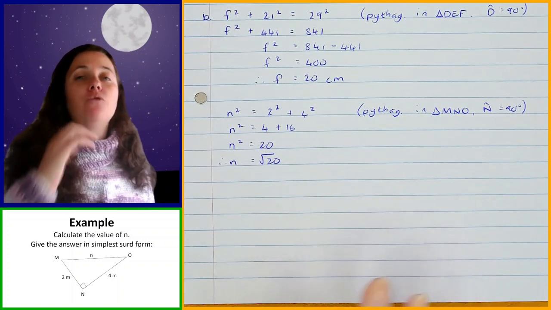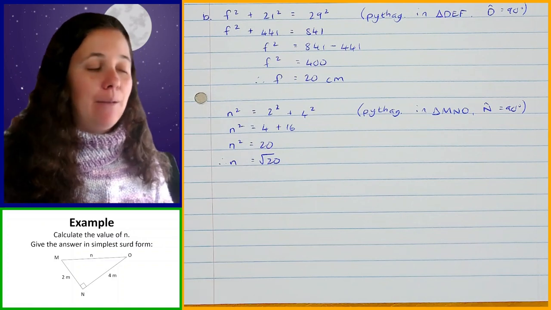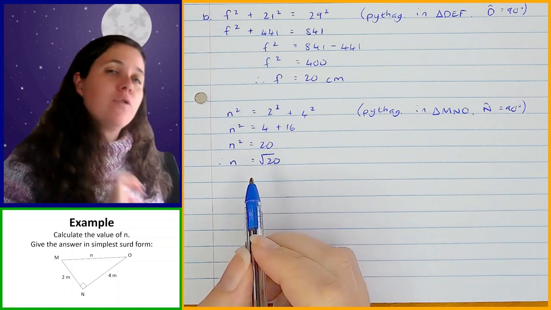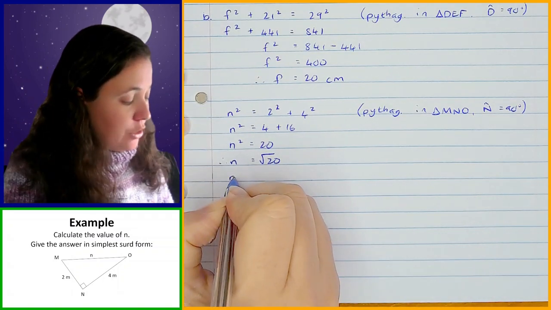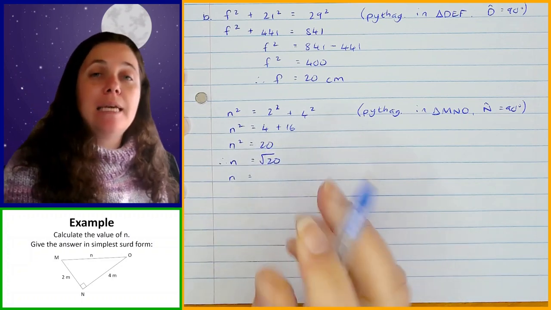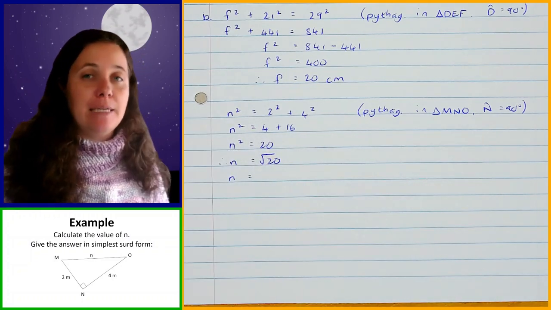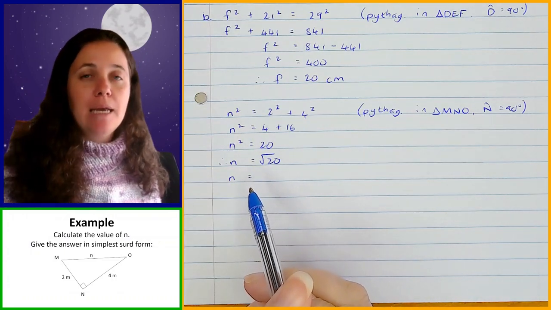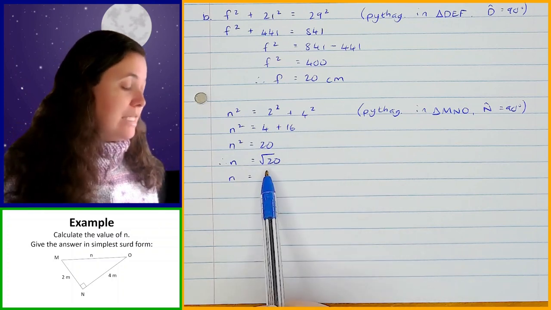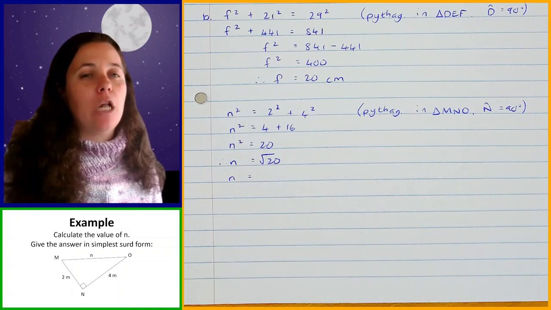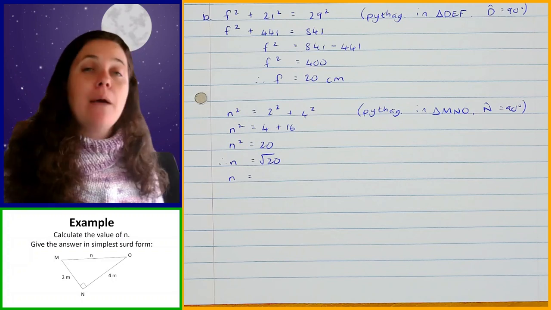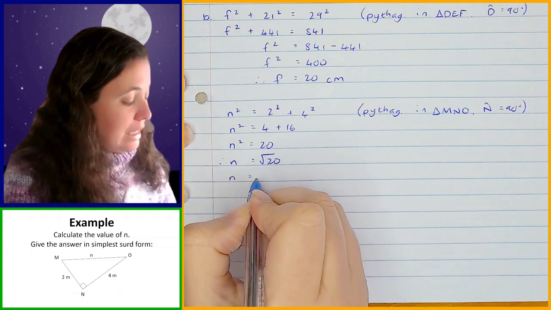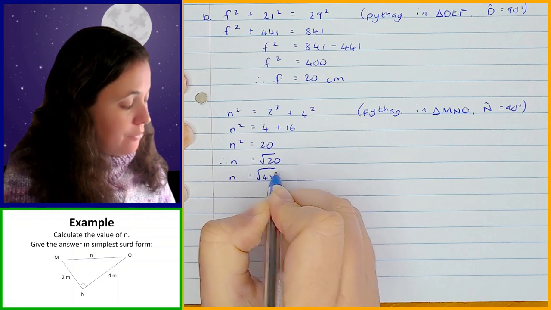Okay, but now I need to write it in the simplest way that it can be. It's kind of like simplifying fractions, that there's more than one way of writing it. Okay, so the square root of 20 can also be written like this. So n is equal to, now 20 can be split up into different factors. And I want to try and find if there are any factors of 20 that are perfect squares, and then I can square root those. So 20 is the same as 2 times 10. That's not really going to help me because 2 and 10 both aren't perfect squares. But 20 is also the same as 4 times 5. Now 4 is a perfect square. So this I can say is 4 times 5.